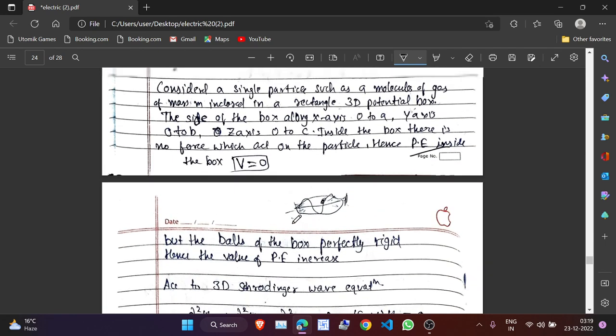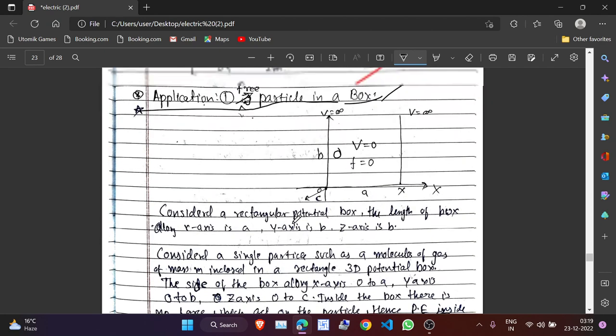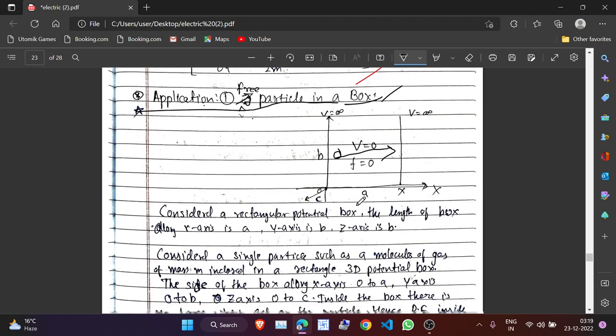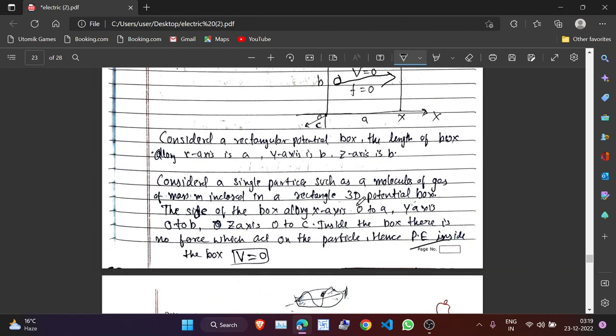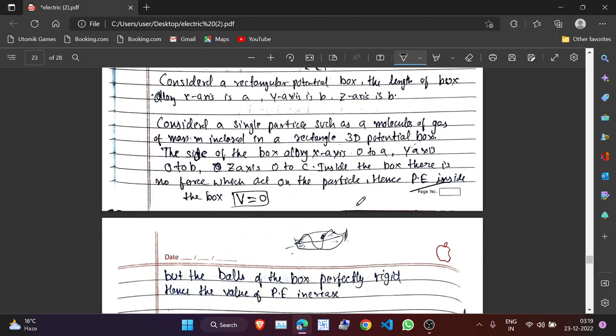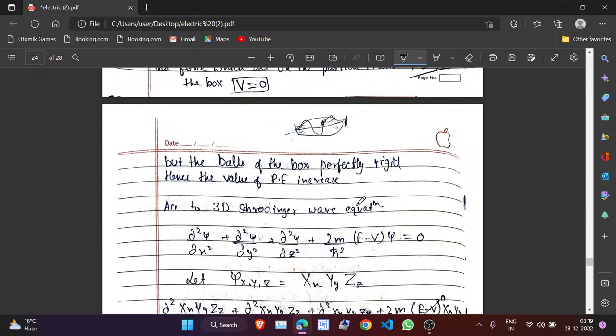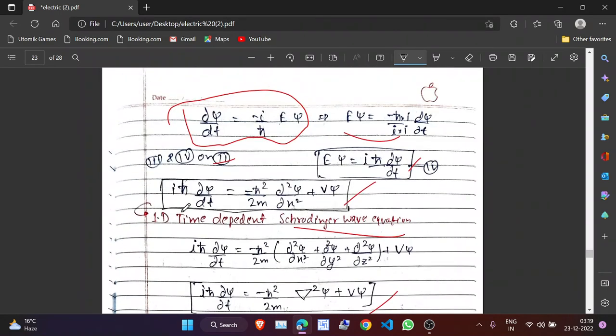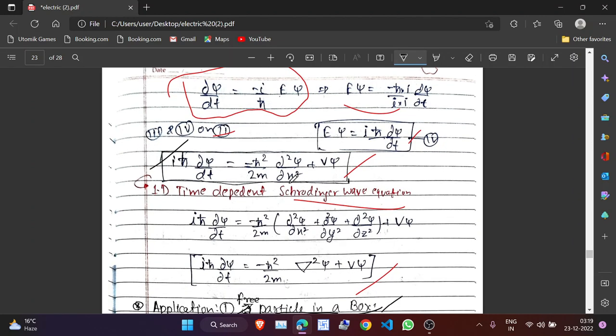But the wall is perfectly rigid, and hence the potential energy increases at the wall. If the particle moves from here to here, the potential energy will remain zero inside, but it increases continuously at the boundary. So from the Schrodinger wave equation, which is one-dimensional because we are discussing only the factor of x, if we discuss x, y, and z, it becomes the three-dimensional Schrodinger wave equation.